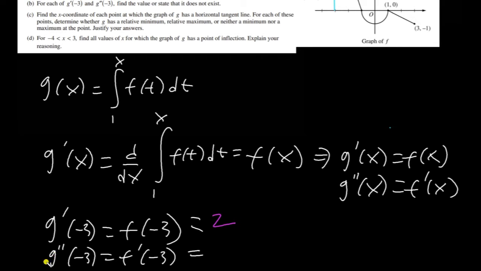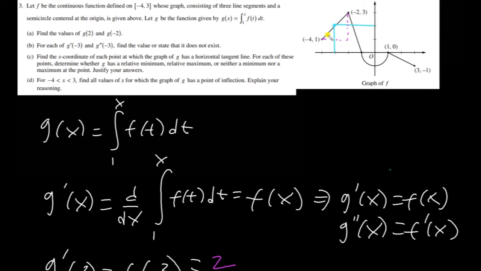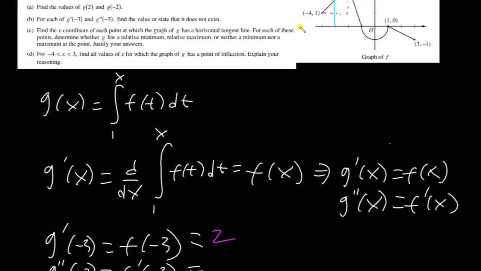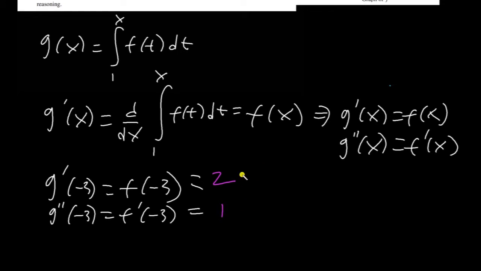And then as for g double prime of negative 3, that's equal to f prime of negative 3. That's going to be the slope at this section. And like we just said, when we go across by 1, we go up by 1. When we go across by 2, we go up by 2. So the slope is changing y over changing x, 2 over 2, which is 1. And you can see it's positive because we're going up. So the slope is positive 1, right? So there's our answer. g prime of negative 3 is 2, and g double prime of negative 3 is 1. This was a 2-point question, 1 point for each answer.